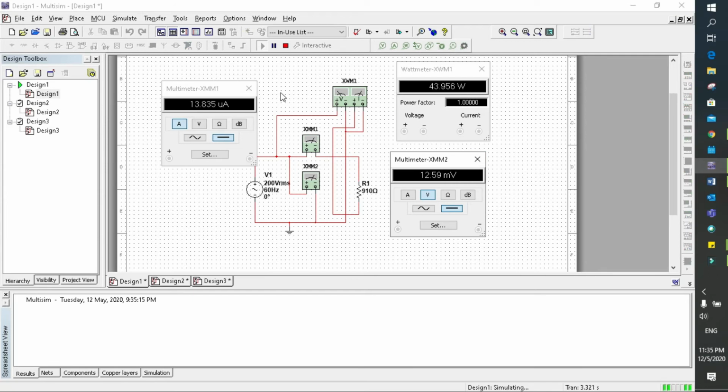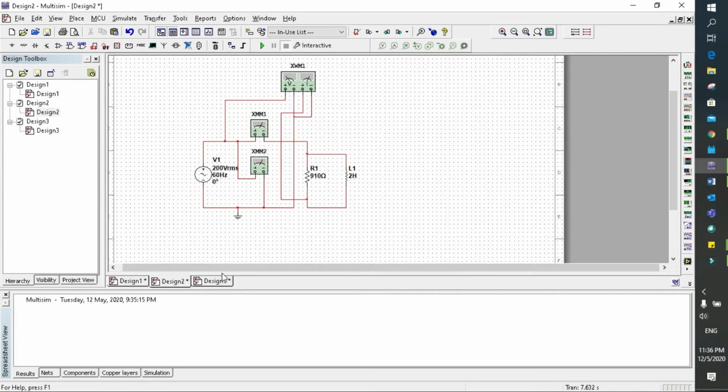Here we can see the values. When the value stops, this is the value that we need to fill in Table 1.1. So this is for the resistor. Next, this is the inductor. For the inductor, just do the same. The steps are the same as the previous circuit.